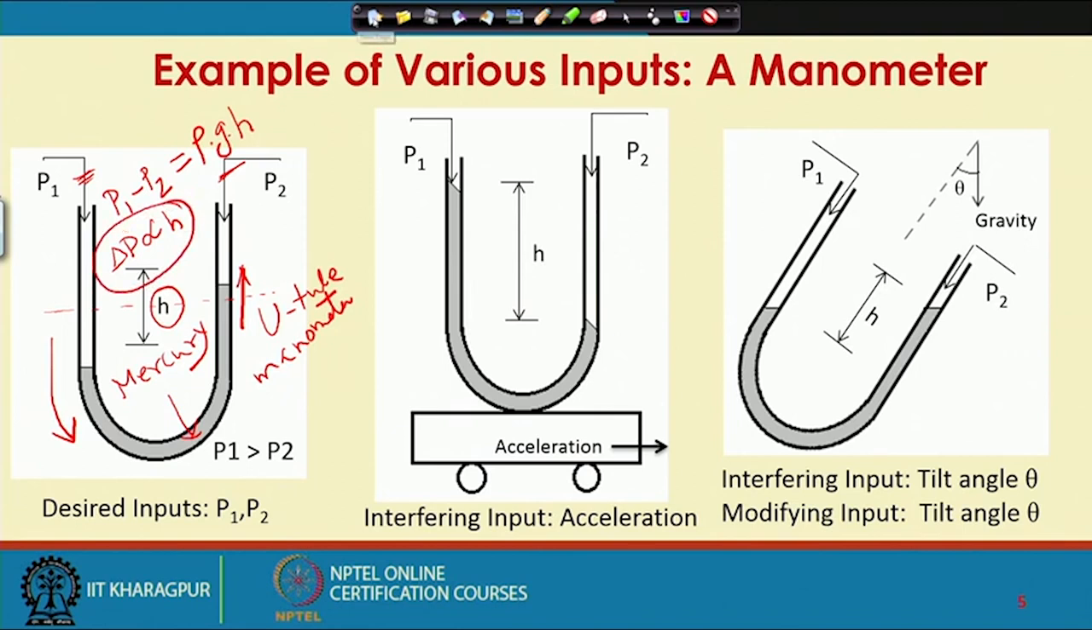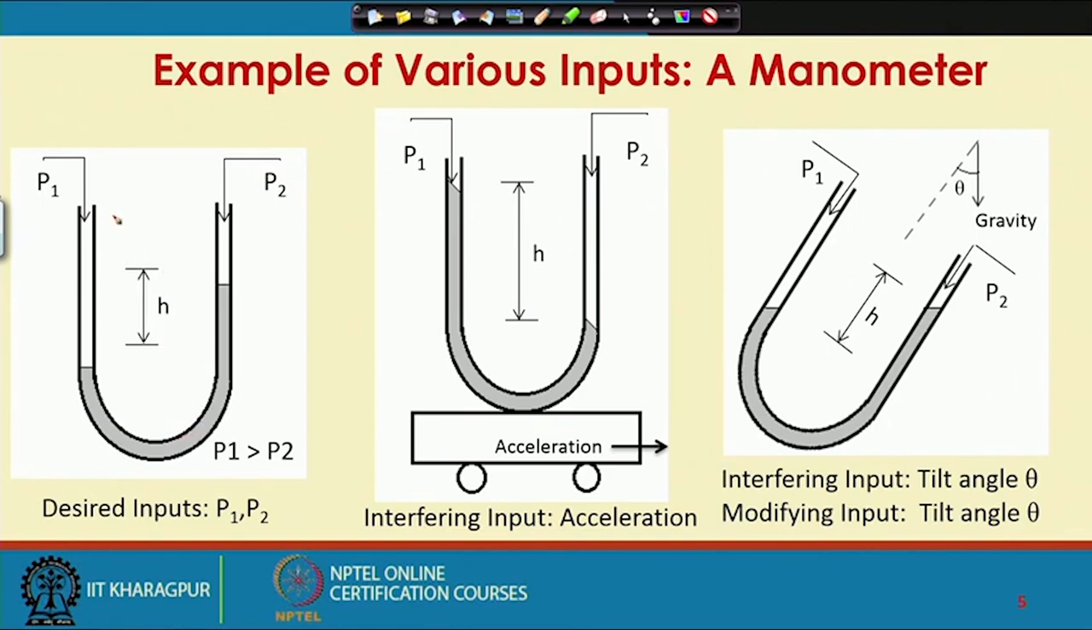Now, in this case, you have two limbs connected to two different pressure sources. So, there is a level difference. So, the desired input to this manometer is P1 and P2. Because the manometer has been designed to measure pressure difference and the desired input is P1 and P2. Now, let us put this manometer on a vehicle which is moving with an acceleration.